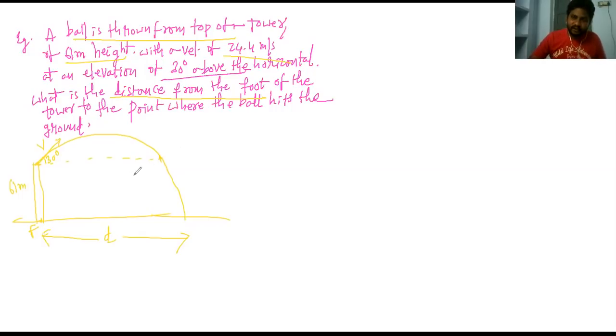This is the range of a projectile, and this is more than the range of a projectile. So this is the distance between the foot of the tower and this point they are asking. Whatever it may be, horizontal distance is only D. So let me write here, D is equal to horizontal distance, and horizontal distance is equal to speed into time.